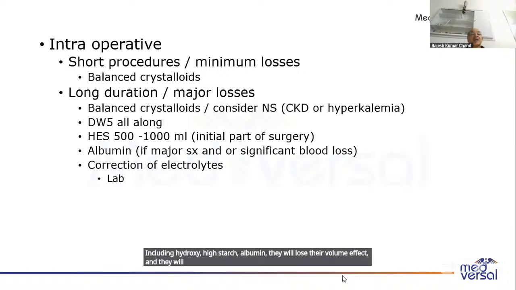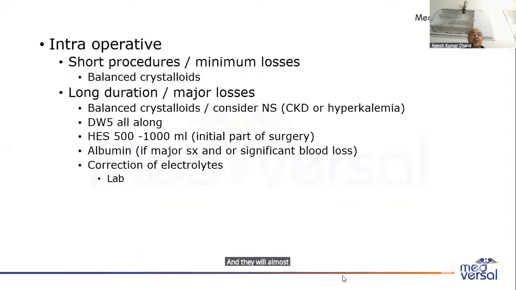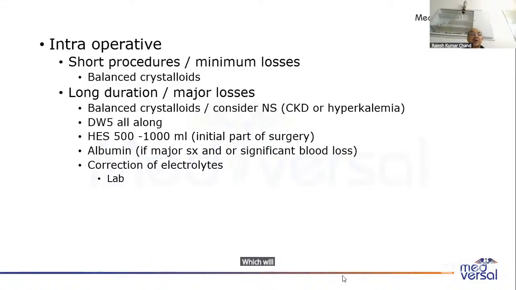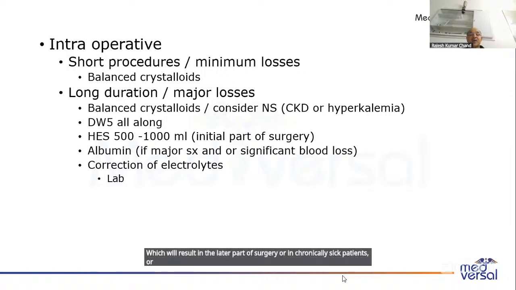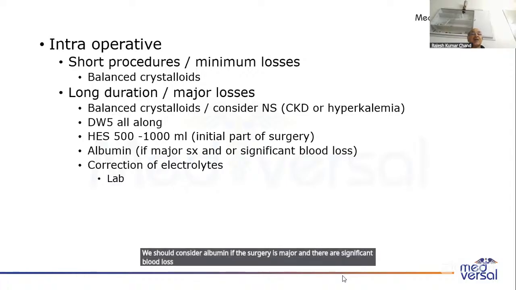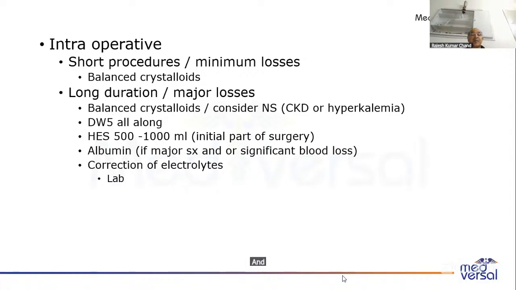They will become almost like crystalloids, and they will almost immediately go into the extravascular compartment if the patient is in an inflamed state, which will happen either in the later part of surgery, or in chronically sick patients, or in patients of trauma, or in post-operative situations. We should consider albumin if the surgery is major and there are significant blood losses, plus correction of electrolytes depending on lab findings.